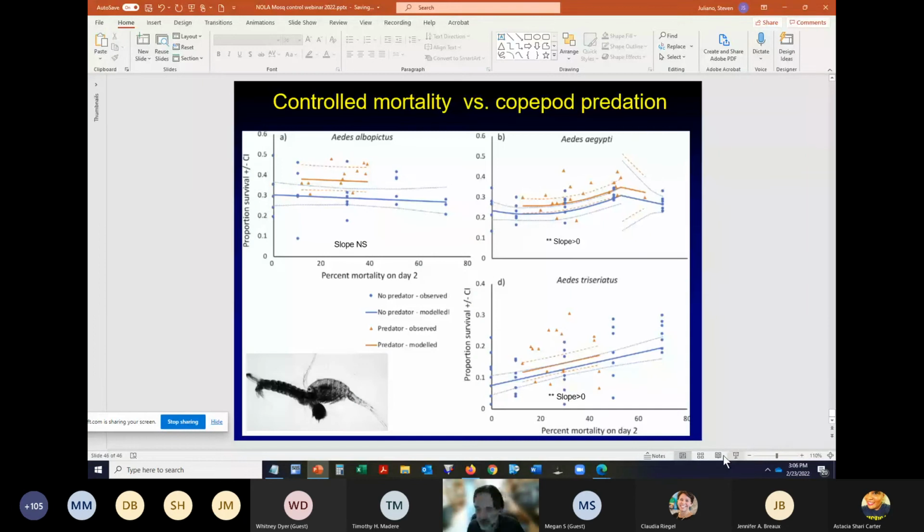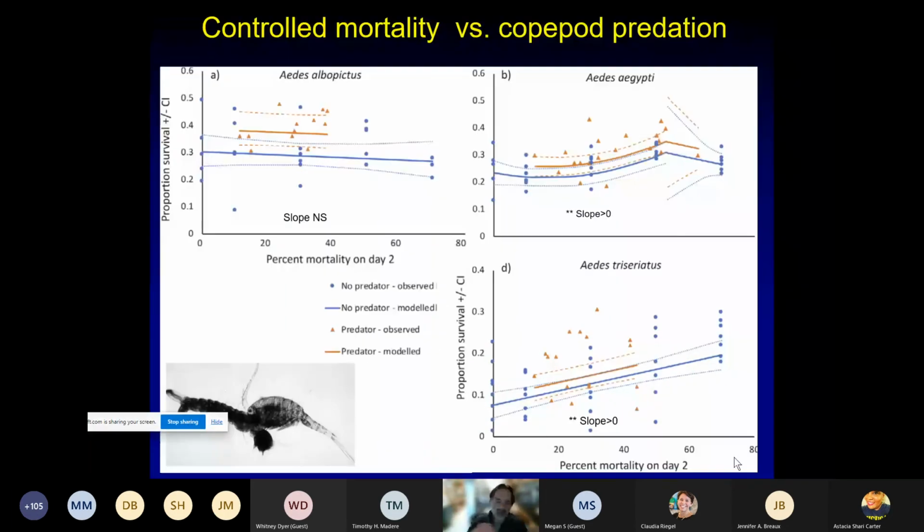Bring this to full screen. This is an experiment done by another student in my lab, Zoe Neal, comparing the effect of the kind of controlled mortality we had been doing with a real live predator, namely Mesocyclops, a cyclopoid copepod, that you see down in the lower left. And she did this with Aedes albopictus, Aedes aegypti, and Aedes triseriatus as the targets.